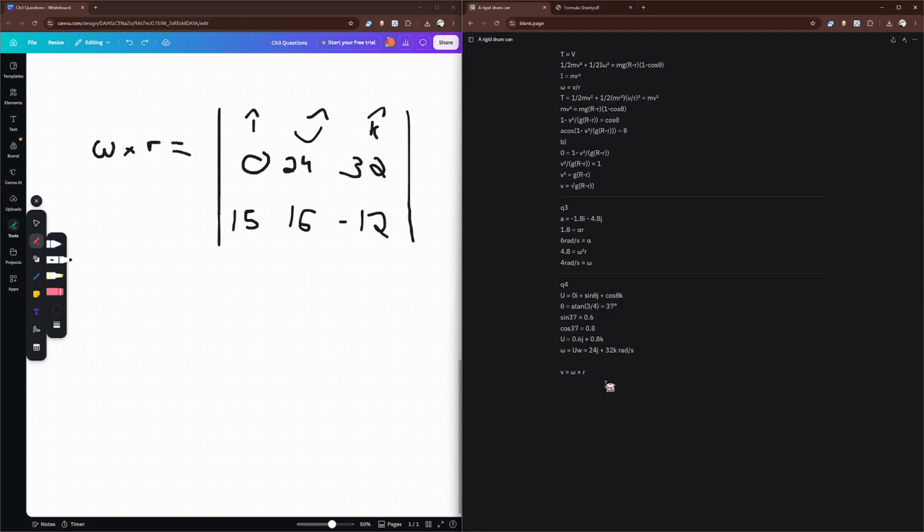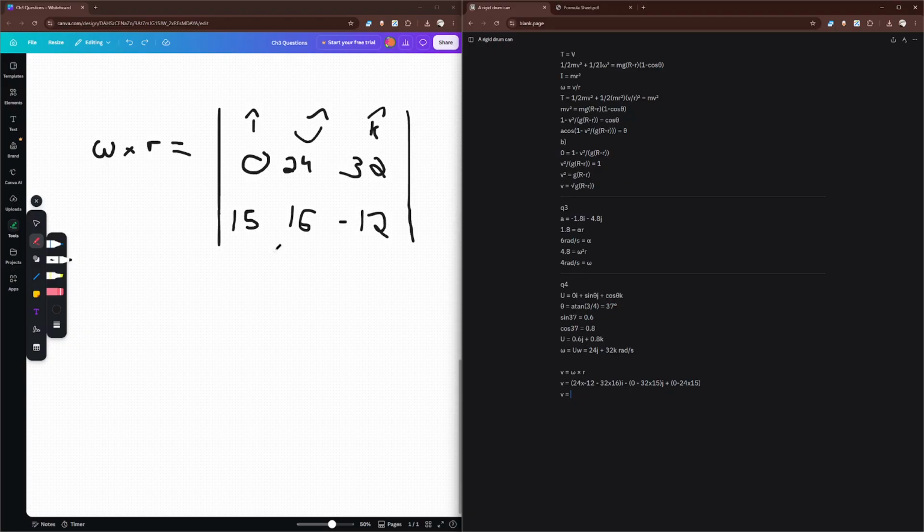So computing all that, we're going to get v is equal to, so we're going to have 24 times negative 12 minus 32 times 16 minus, because it's the j, and this is i, minus, we're going to have 0 minus 32 times 15, right? So the negatives are going to cancel. This is j, plus we're going to have 0 minus 24 times 15. That's your cross product.